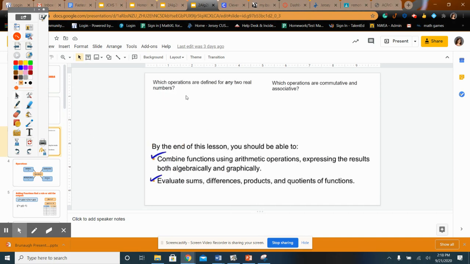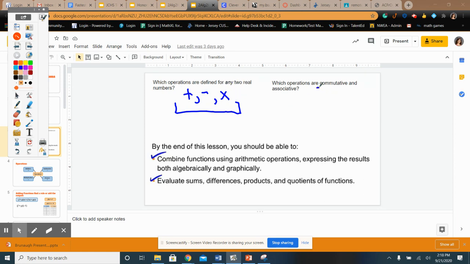Okay, which operations are defined for any two real numbers? Can you add any two real numbers? Yes. Can you subtract them? Yes. Can you multiply? Yes. Can you divide any two real numbers? And that is the tricky one. No, because you cannot divide by 0. So since you cannot divide by 0, those are the three that are defined for all of them.